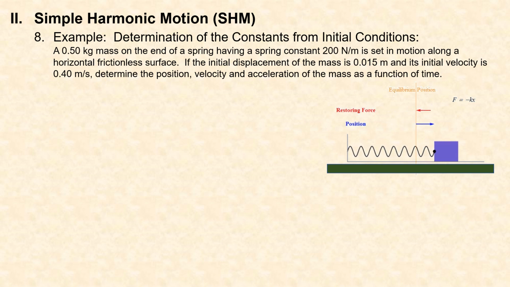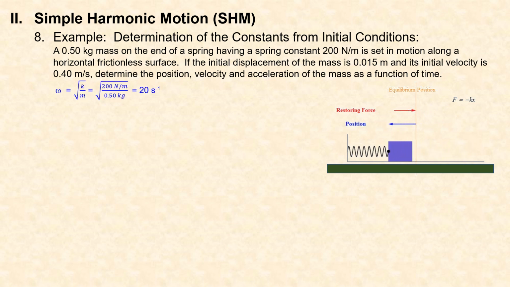If the initial displacement of the mass is 0.015 meters and its initial velocity is 0.4 meters per second, determine the position, velocity, and acceleration of the mass as a function of time. So here, for these three physical constants, the easiest thing to do is to start by calculating omega, because remember, that is related to the spring constant and mass, and both of those are given to us in the problem.